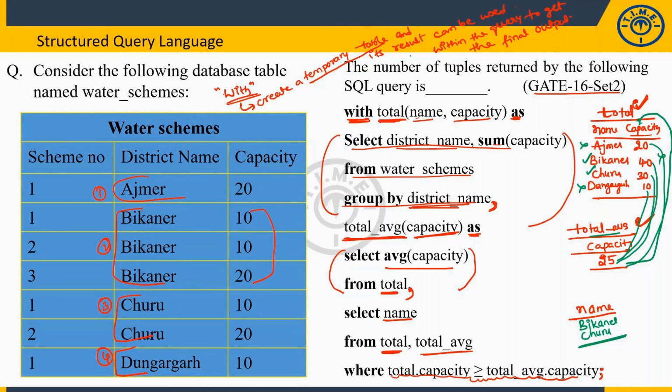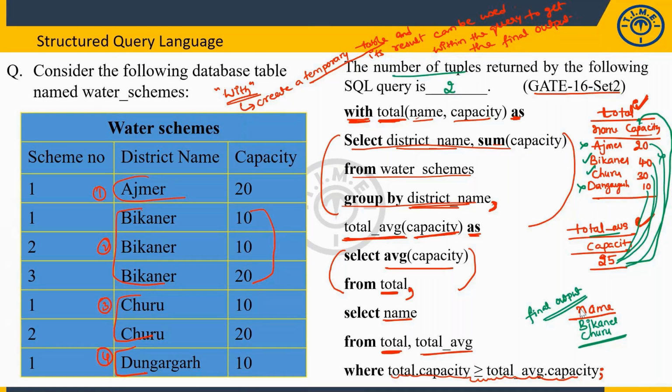The question is the number of tuples returned by the following SQL query. How many tuples are returned? 2 tuples are returned. So the answer for this question is 2, and this is a 2 marks question in GATE 2016. Fine. This is the final output of the query.